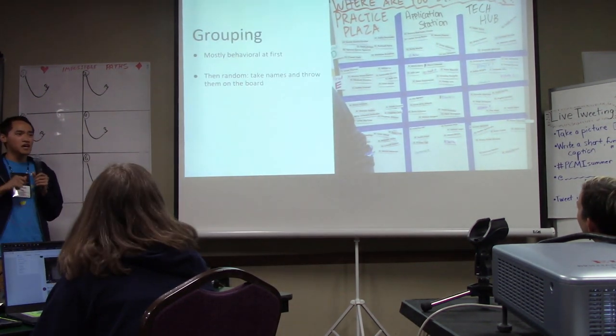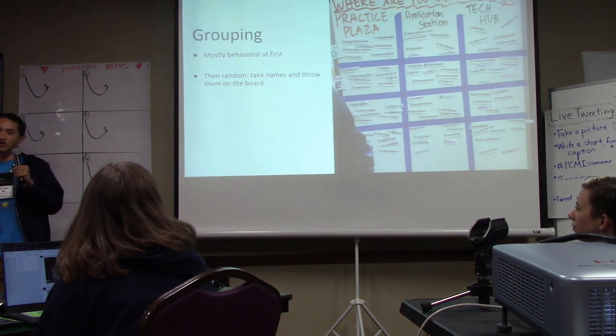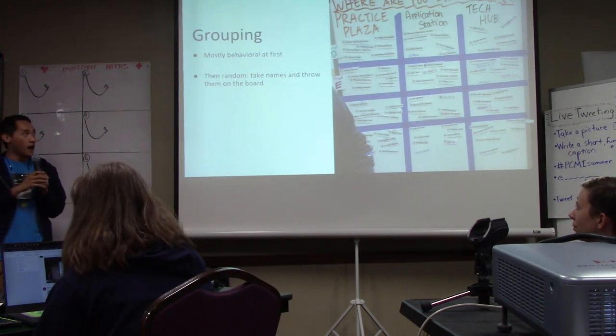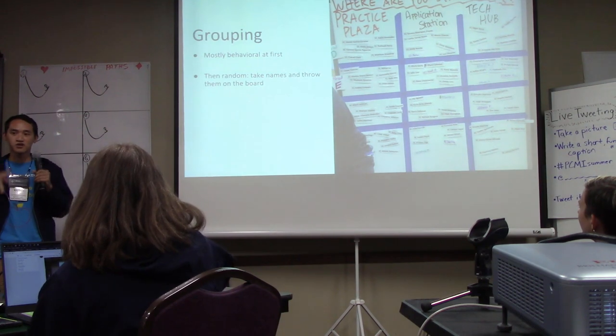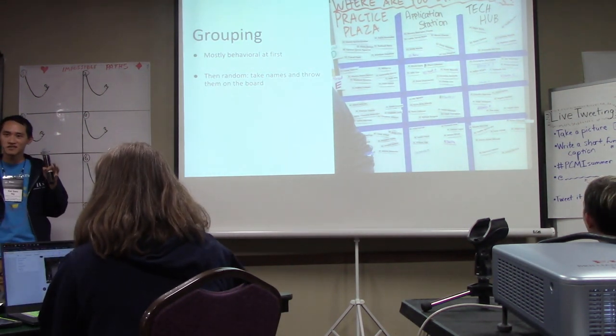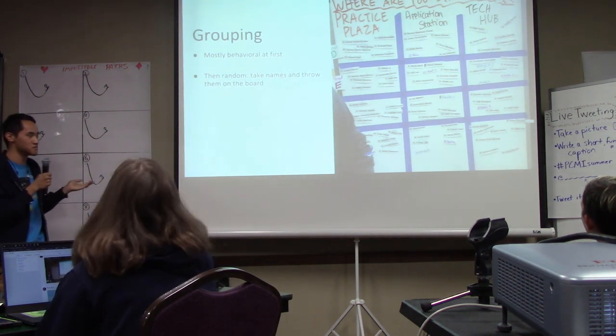In the beginning, I grouped based on behavior, like which kids are not going to sit next to each other and start a fight. But then towards the end, because there was more of a classroom culture, I literally just threw the magnets on the board, and then balanced out the groups from there. So that was how I did random grouping. It was probably not the best way, but whatever.